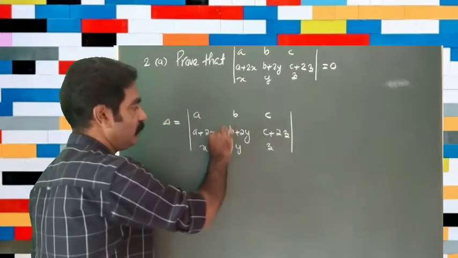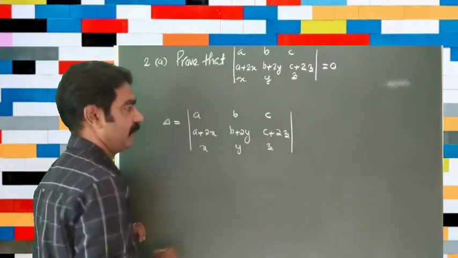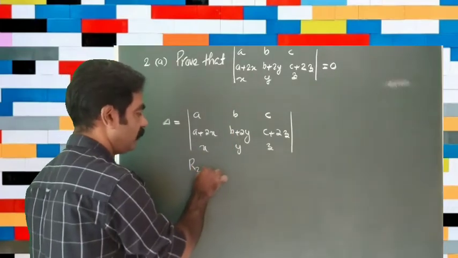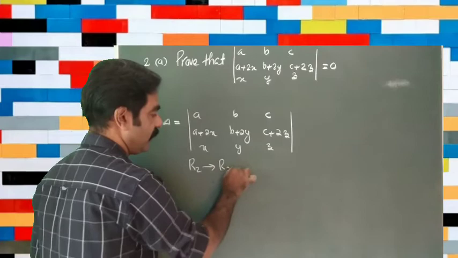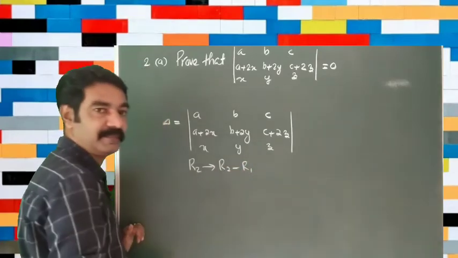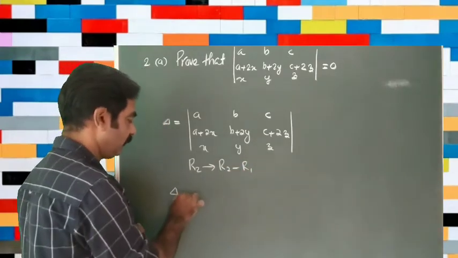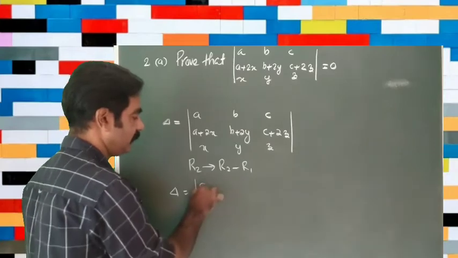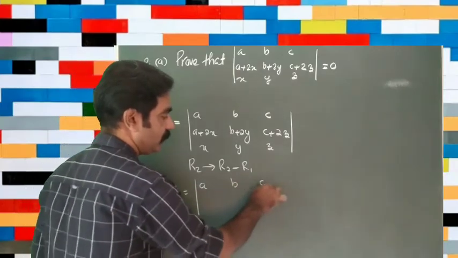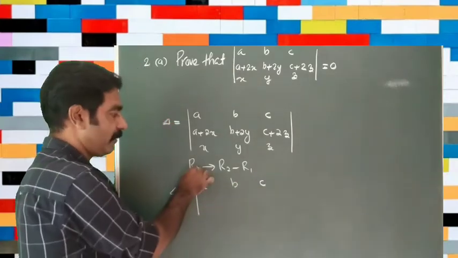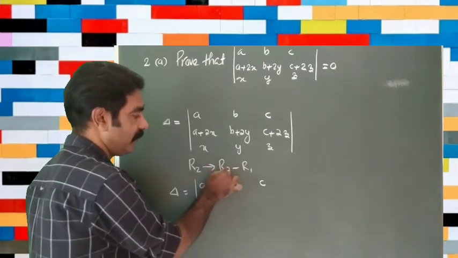Now we apply the operation R2 changes to R2 minus R1. So delta becomes: the first row a, b, c, no change. The second row, we apply this operation, R2 changes to R2 minus R1.